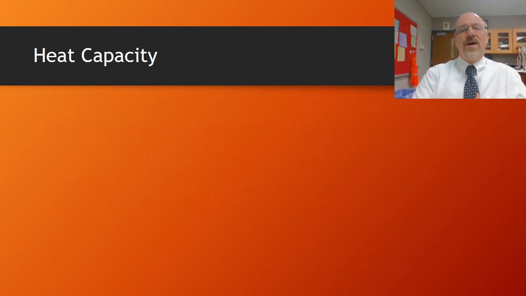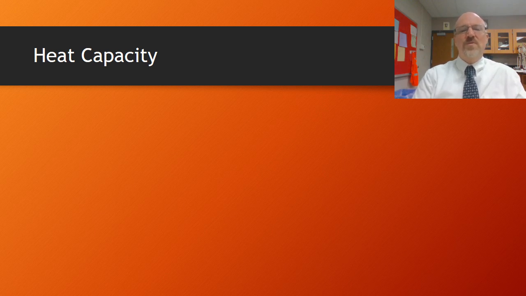So let's talk then about heat capacity. When we talk about the movement of energy, we've got to measure it. We've got to take the temperature of things to see how the temperature changes. But temperature is one thing, the average kinetic energy of the particles. Heat is the transfer of energy, and that transfer of energy also has to deal with the energy between particles.